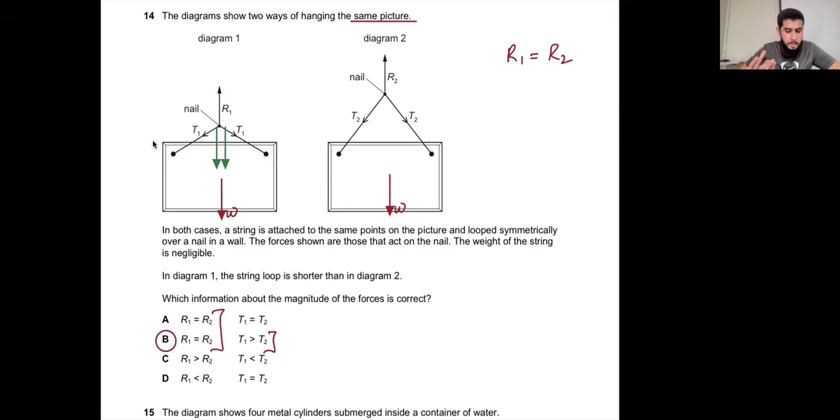I hope this is clear. For the other one, since the angle is smaller, a smaller value for T2 will result in balancing R2.